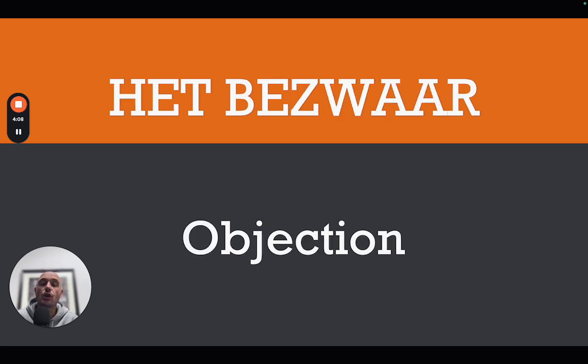We continue. Het bezwaar is objection. For instance, if you go to court and the lawyer does not agree or is basically seeing something which is not according to the law, he can say objection, and that means he has bezwaar. Alright? Het bezwaar is objection.